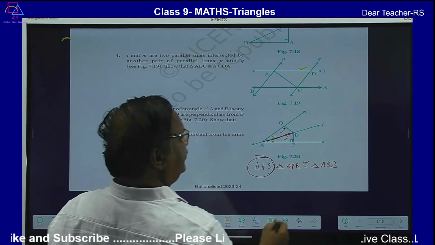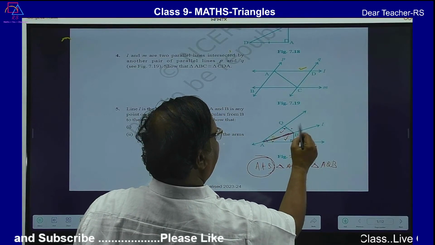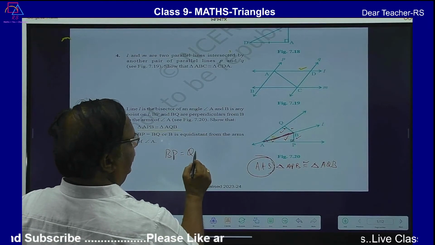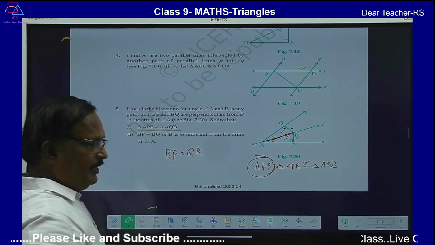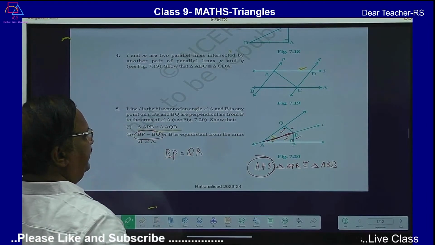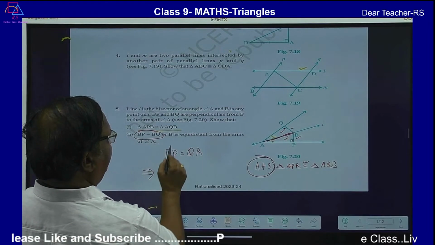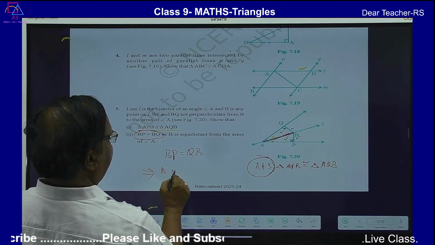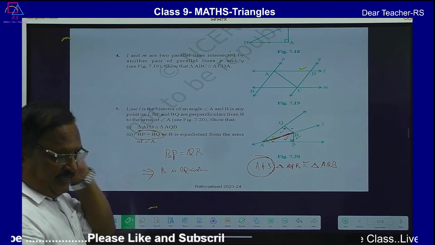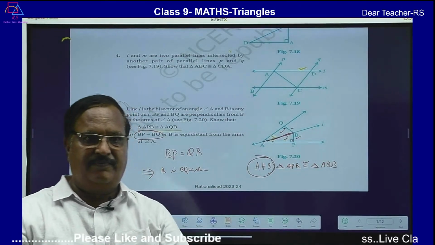So therefore, by CPCT, BP is equal to BQ. By CPCT, BP is equal to QB or BQ. So this is the second RTP. So that means P and Q are equidistant. B is equidistant from arms of A. Okay, very simple question.